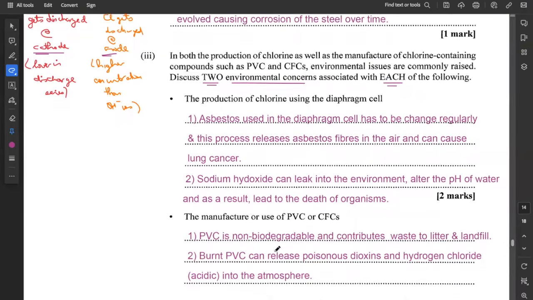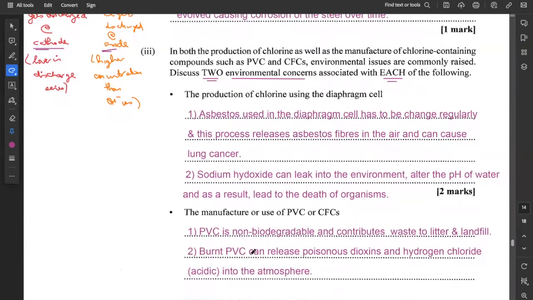And it contributes to waste. And then if we burn the PVC, it can release poisonous dioxins and hydrogen chloride into the atmosphere. And of course, this is bad for us, right? So we don't want that. So this is if I spoke about PVCs.